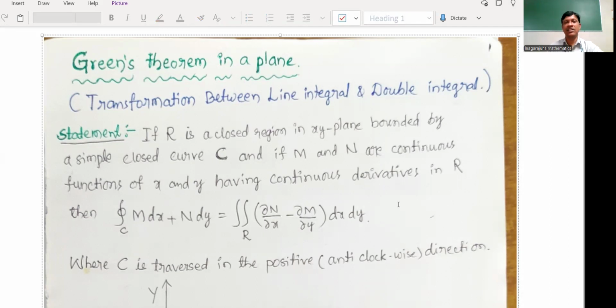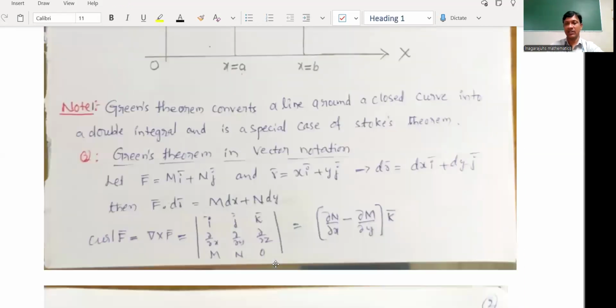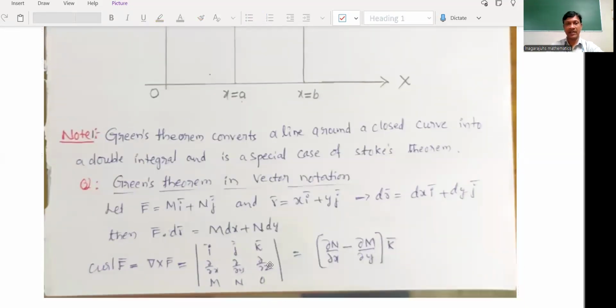So here R is a closed region, which is bounded by a closed curve in the xy plane. Here M, N are continuous functions of x and y having continuous derivatives in R. This is the condition. Integral over the closed curve C, M dx plus N dy, is equal to the double integral over R, dou N by dou x minus dou M by dou y, dx dy, where C is traversed in the positive direction, or anti-clockwise direction.